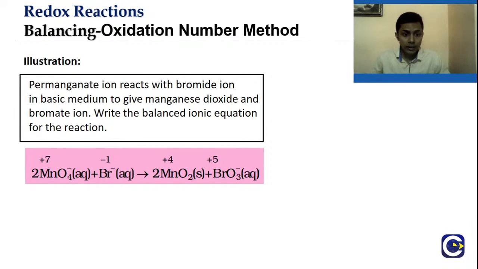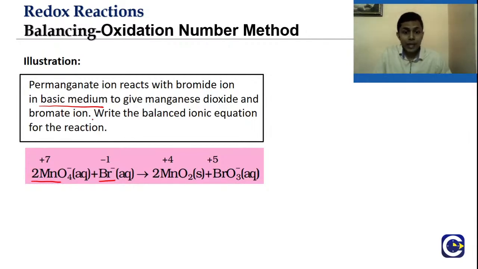Now, as you can see, this oxidation and reduction entity as well as the oxidation entity are both balanced. Only oxygen needs to be balanced. So what is the question saying? The question says it is in basic medium. Permanganate ion reacts with bromide ion in basic medium to give manganese dioxide and bromate ion.